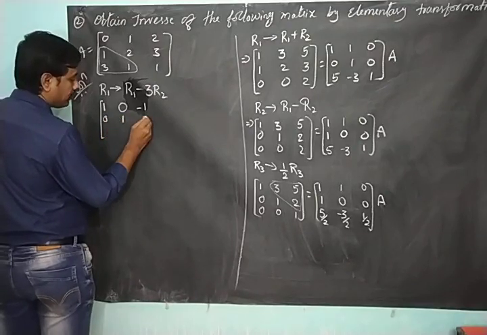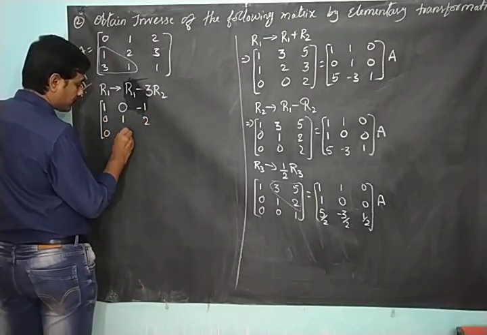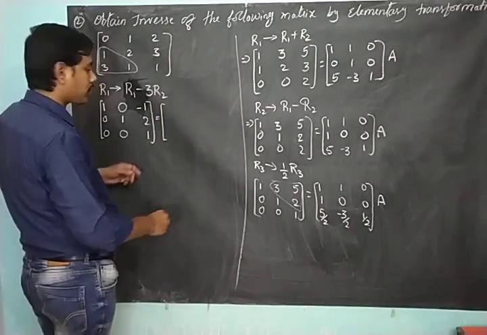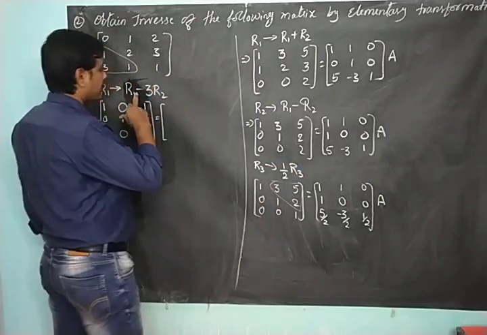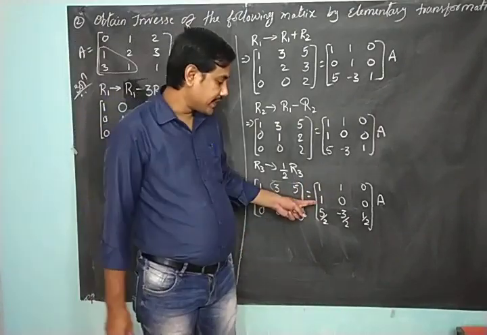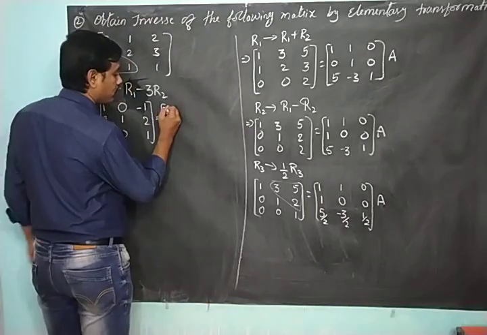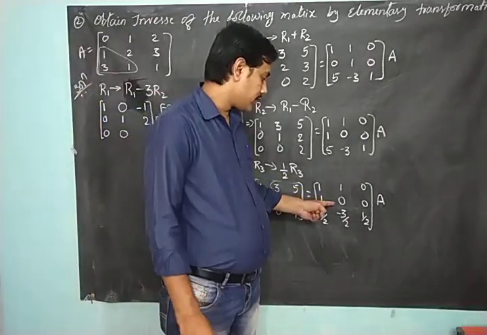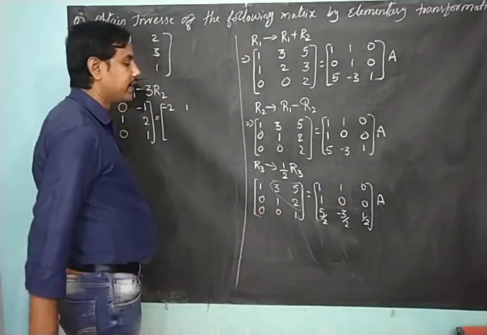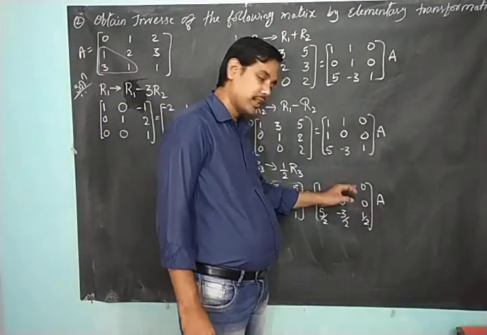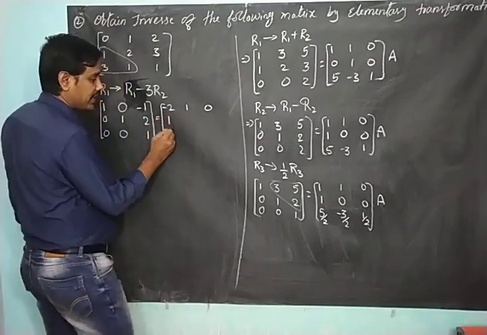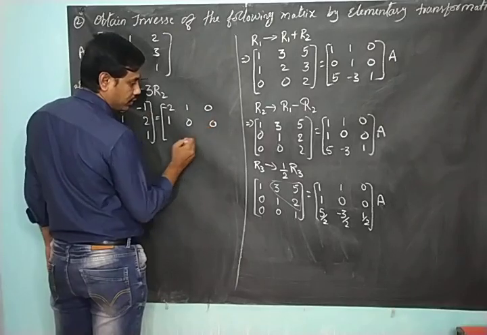0, 1, 2, 0, 0, 1 will be equal to, see here also R1 will change. R1 minus 3 R2. 1 minus 3 into 1 is 3 into 1 is 3. 1 minus 3 is minus 2. Okay. 3 into 0 is 0. 1 minus 3 into 0 means 1 minus 0. That will be 1. And 0 minus 3 into 0. That is 0 minus 0. It will be as it is 0. So remaining everything will remain same. 1, 0, 0.